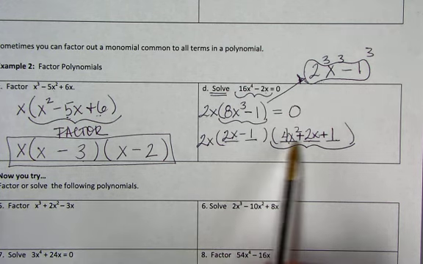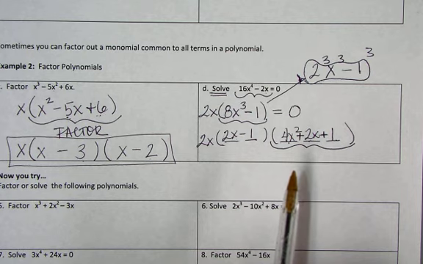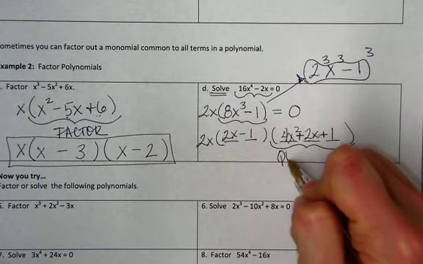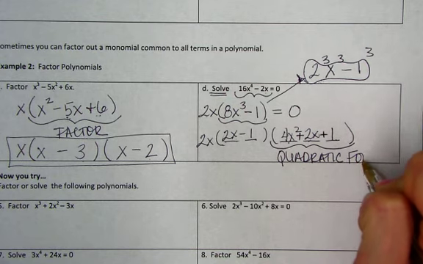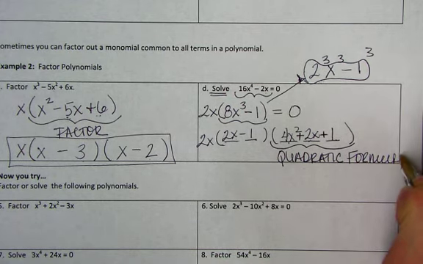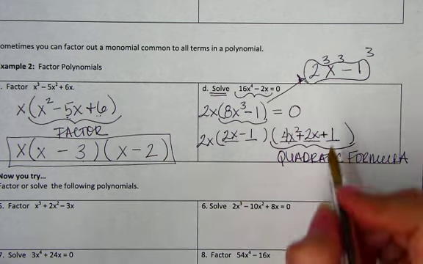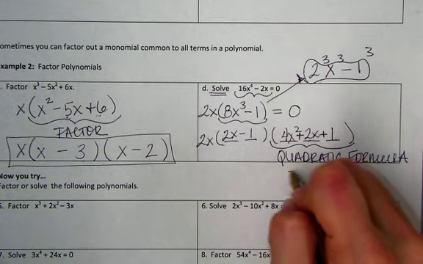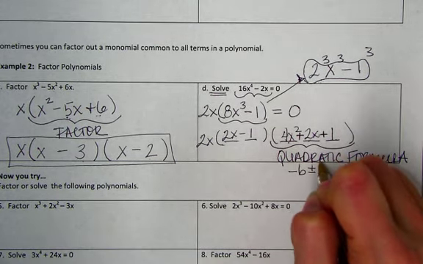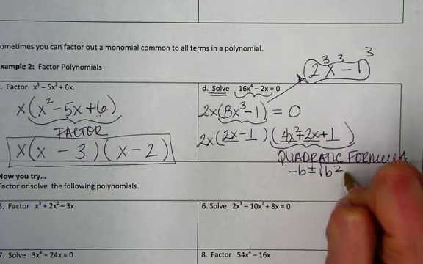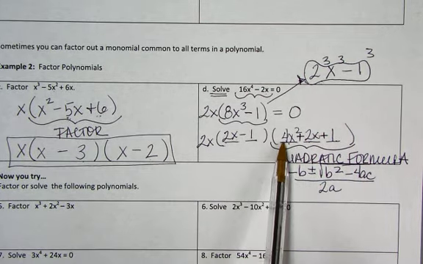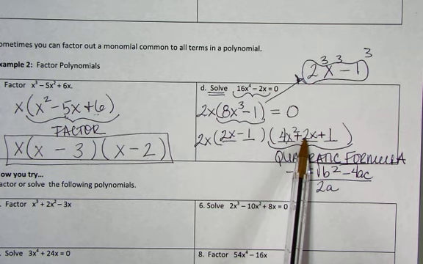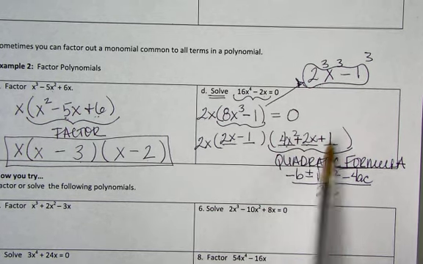So when we're in a situation where we're getting stuck and we can't break it down into nice groups, I know you guys have all heard of this before, we're going to use the quadratic formula. I think you guys remember that as being the negative b plus or minus square root of b squared minus 4ac all over 2 times a. The 4 in this case would be our a, the 2 in this case would be our b, and the 1 in this case would be our c.